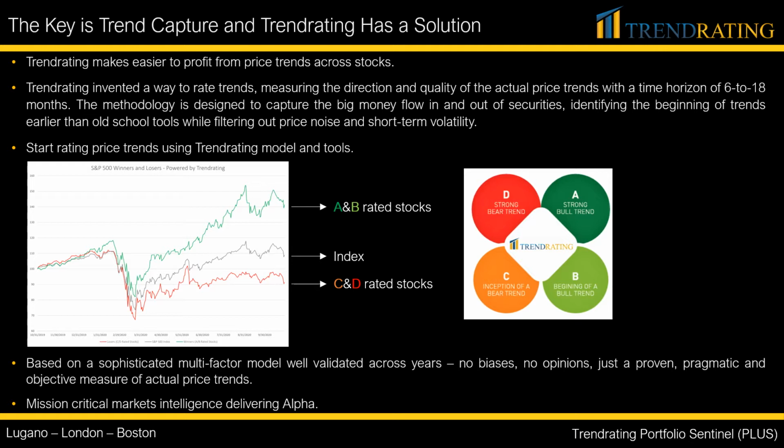The methodology is designed to capture the big money flow in and out of securities, identifying the beginning of trends earlier than old-school tools while filtering out price noise and short-term volatility. A and B ratings identify bull trends, while C and D ratings signal bear phases. Trend rating is the leader in rating price trends using a massively tested model and cutting-edge interface.